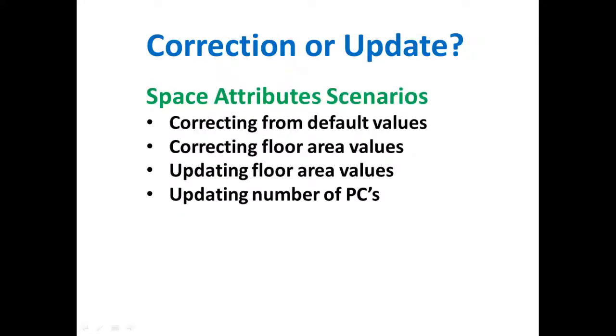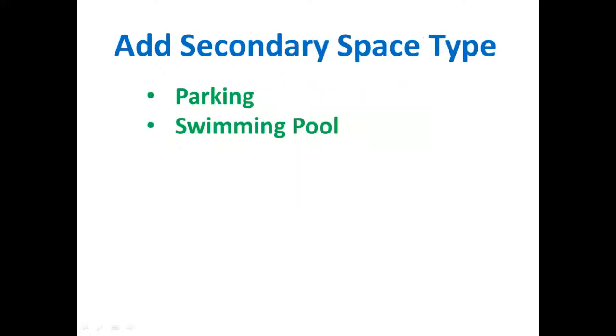So we're going to look in Portfolio Manager to see what that looks like. And we're going to look at a couple of scenarios. One scenario, which we're already a little bit familiar with, is correcting default values. We're going to also correct floor area values. Then we're going to update floor area values. And we're going to update number of PCs.